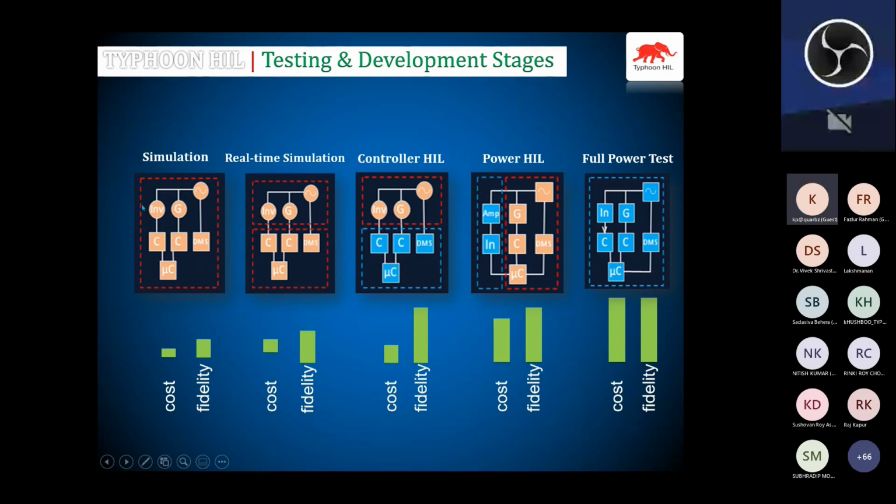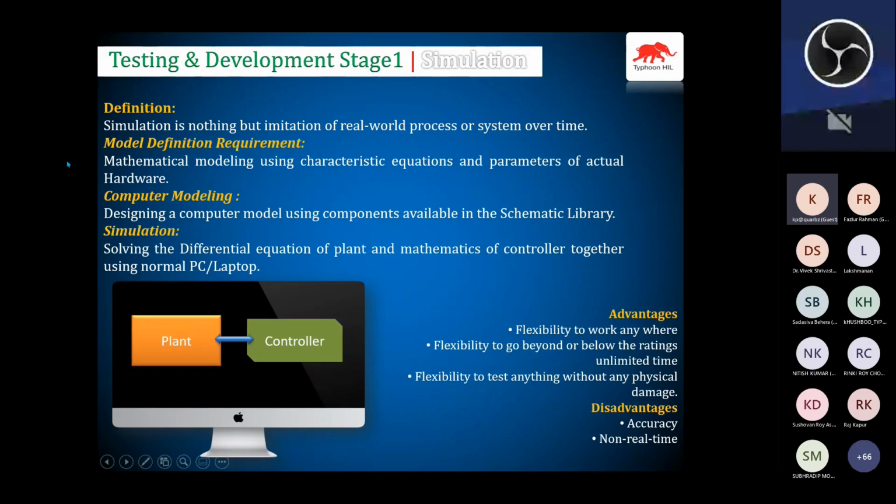So here you can see this red dotted rectangle represents that for simulation we need only simulation software and one PC or a system, whatever you are having. And you have to get your model definition requirement, that is, you have to define your mathematical model using the characteristic equations or the parameters of the actual hardware.